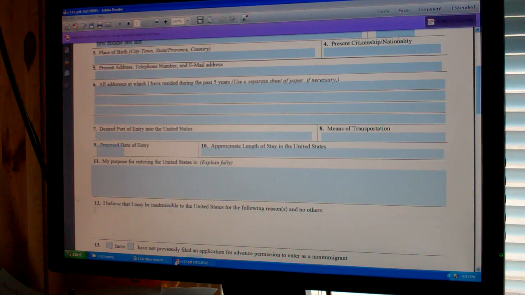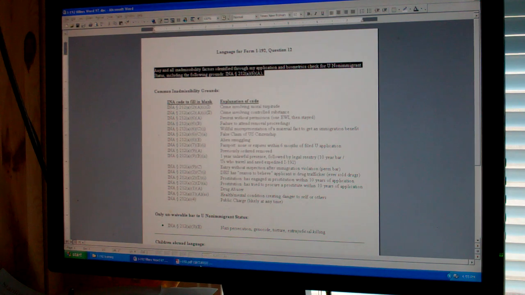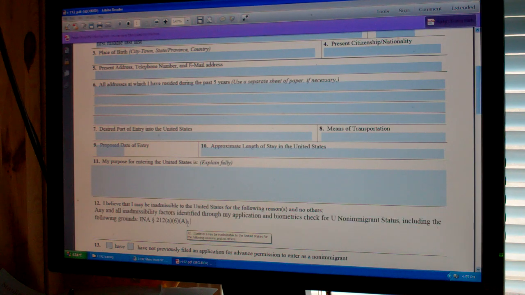Go to exclamation mark in the shared drive, exclamation mark U visas, and then within there exclamation mark U practice materials, and then U starters for case after first appointment, and you will see this document, language for form I-192 question 12. So grab that and paste it into number 12.